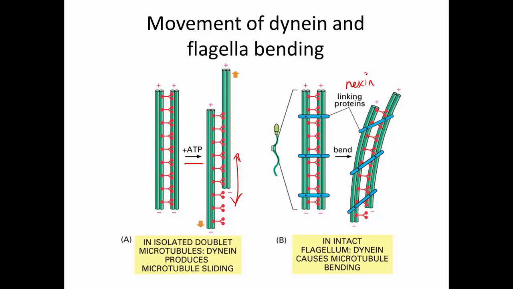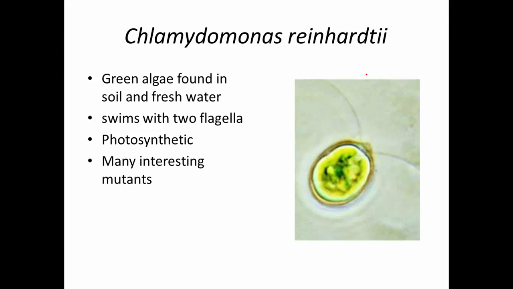Okay, what we're going to do in lab is you will get to actually look at an organism that has flagella. Chlamydomonas reinhardtii is a freshwater algae. It's single-celled, and it has 2 flagella here, at the anterior end. It swims with these 2 flagella. It's also photosynthetic, so it'll appear green. There are many interesting mutations that already exist, and you will get to look at a few of these mutations and look at their altered swimming pattern when they have mutations in the flagellar proteins.